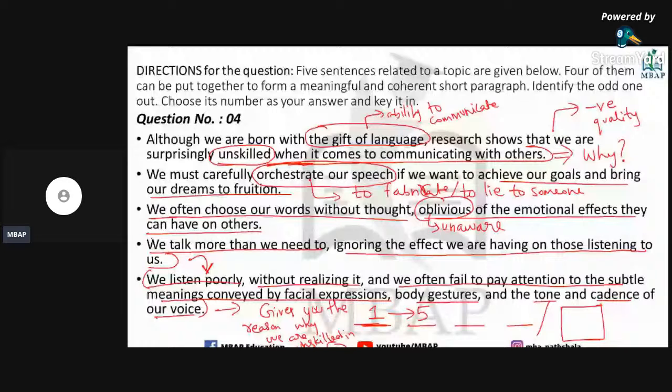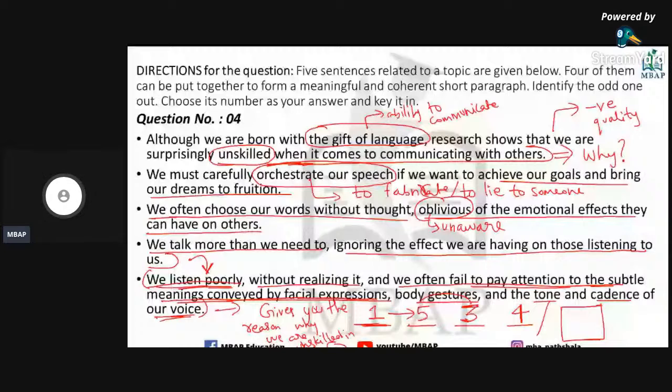So, and that is why sentence 4 will act as a good concluding sentence, and 3 will come here, because see, sentence 5 talks about how we listen poorly, we don't pay attention to the subtle meanings conveyed by facial expressions, body gestures, and the tone of our voice. And then sentence 3 further elaborates sentence 5. Okay. Sentence 3 elaborates sentence 5.